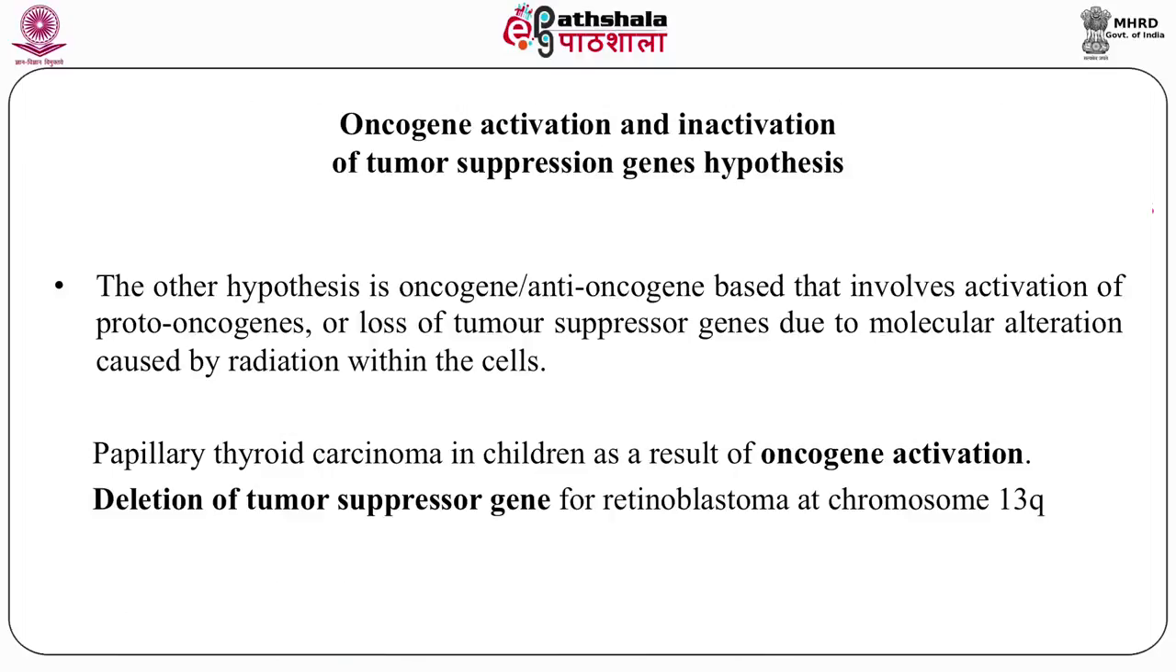Now, another hypothesis of radiation carcinogenesis is oncogene activation and inactivation of tumor suppressor genes within a cell. That involves activation of proto-oncogenes or loss of tumor suppressor genes due to molecular alteration caused by radiation within the cells. For example, papillary thyroid carcinoma in children is a result of oncogene activation. This has been proven by certain experiments. Then, deletion of a tumor suppressor gene is attributable for retinoblastoma in children. And this deletion of the gene happens at chromosome 13q.